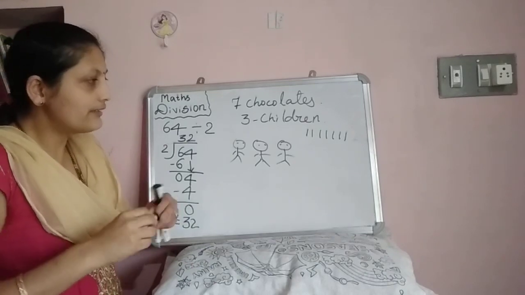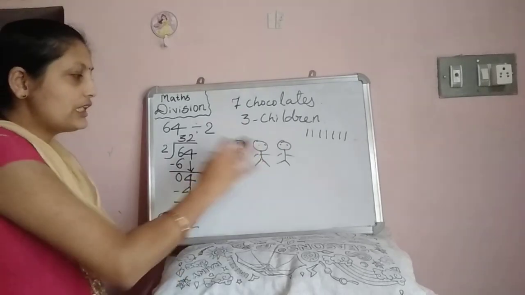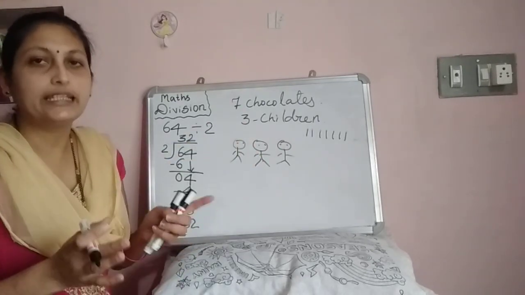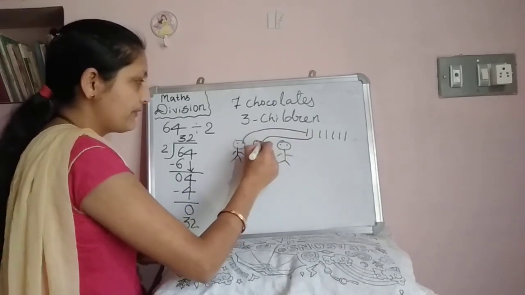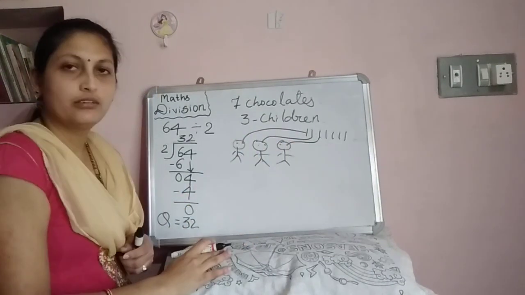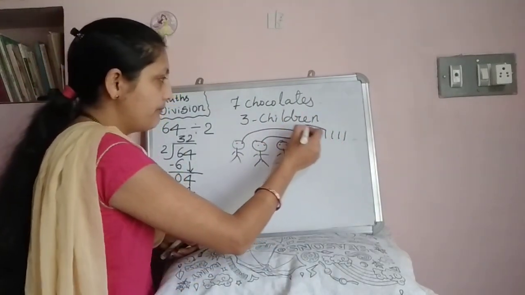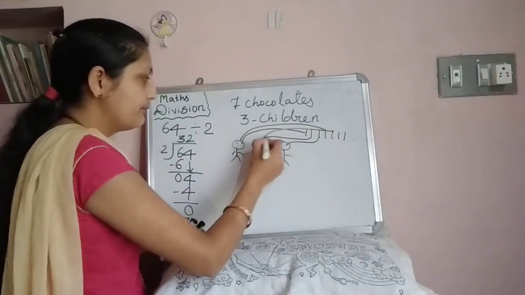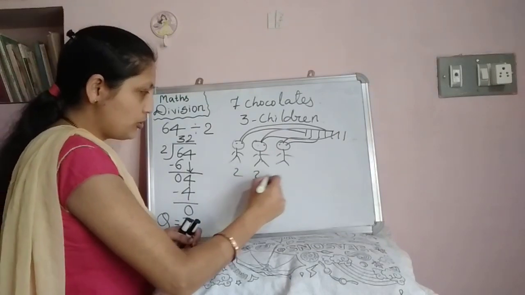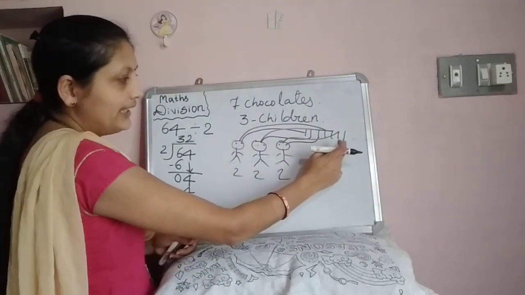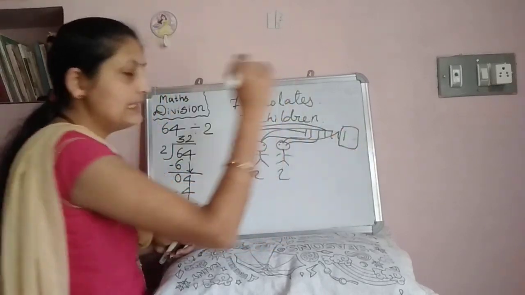Let me share these 7 chocolates equally among the 3 children. How many chocolates each children gets? Let us see. So first let me give 1 chocolate for each, okay? For each I'll give 1 chocolate. Now again 4 chocolates left. Let me give another one to each. Okay, like this. So how many each get? Each got 2 chocolates, isn't it? So what is left here? 1 more chocolate left, isn't it? There's 1 more chocolate left.